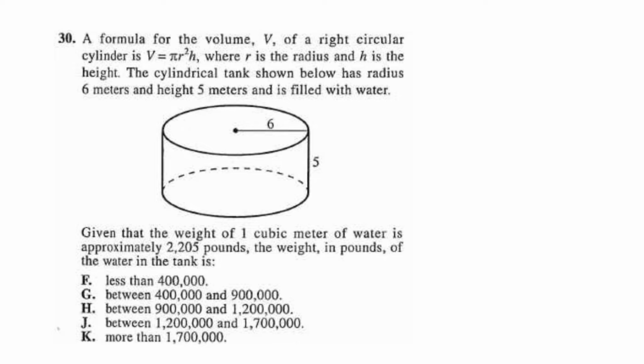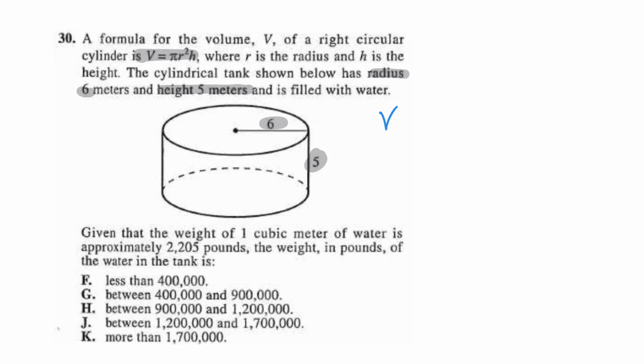On this question, we're given the formula for the volume of a cylinder, and we're told that the radius is 6 and the height of the cylinder is 5. And this is all given in the diagram as well. So what we need to do first is to construct an equation for volume.